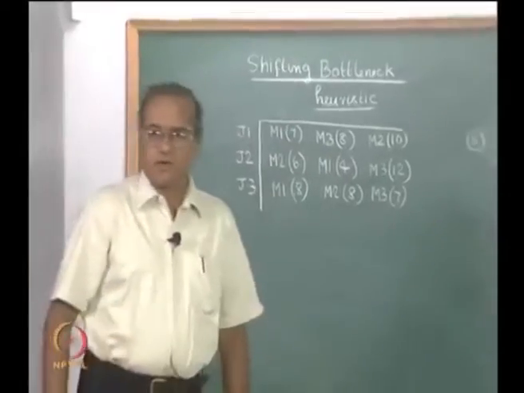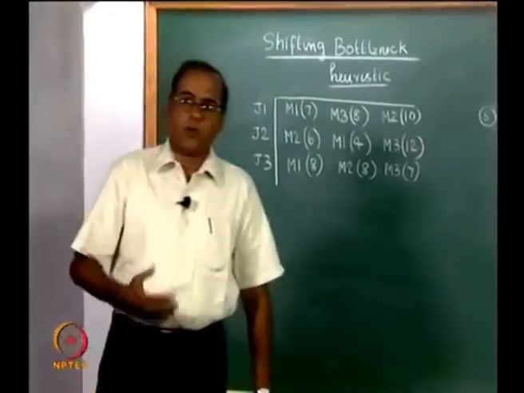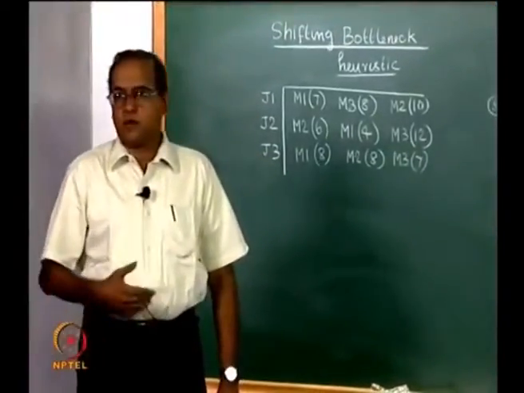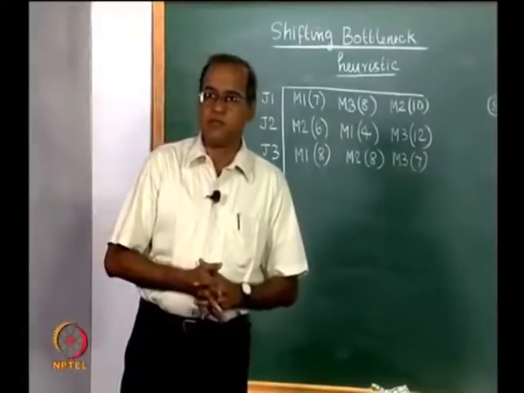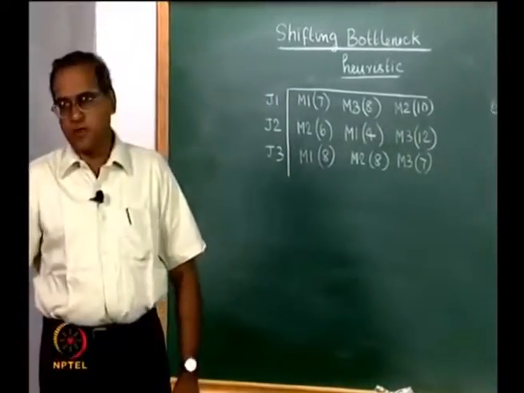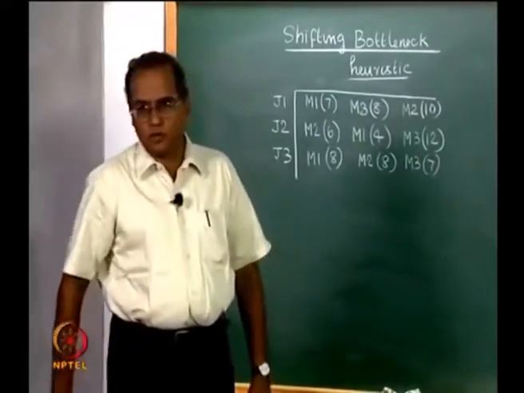Continue the discussion on the shifting bottleneck heuristic. Let me begin with a quick recap of what we saw in the earlier lecture. So, we are trying to solve the problem of minimizing makespan in a job shop. We have already seen dispatching rule based solutions.